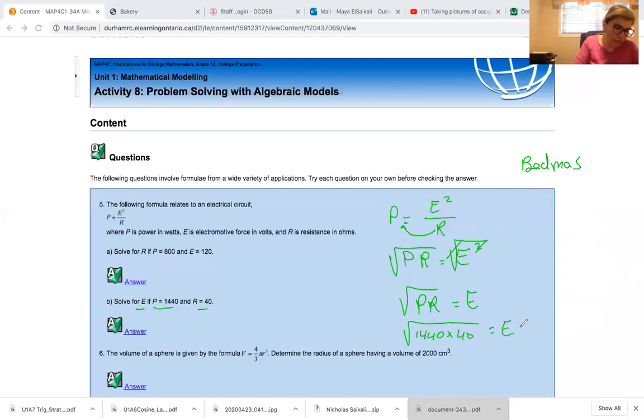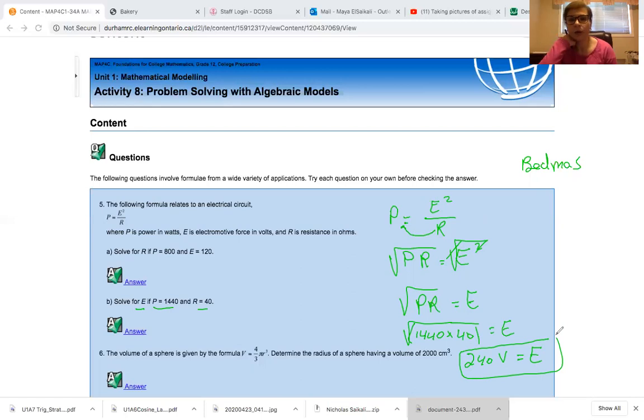And now I can do that on the calculator. Make sure that the 1440 times the 40 are all under the square root. If you're not 100% sure, put brackets, because both of these are under the square root. So make sure that you show that in the calculator. So 1440 times 40, and the square root of this is 240. E is in volts, so that's going to be 240 V. That's equal to E, and that is my final answer.